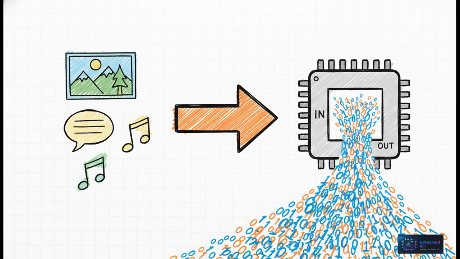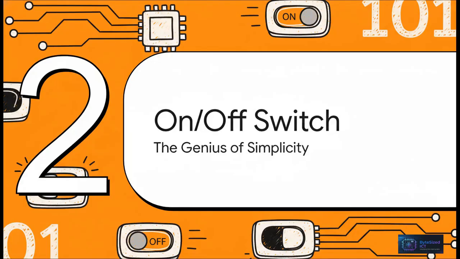See, computers don't understand words or pictures or sounds the way you and I do. They process everything through a system that is incredibly simple, but also unbelievably powerful. This code is how they translate our world into theirs. And you know, the real genius of this whole system is just how simple it is. It's all based on the most basic concept you can possibly imagine, a simple on or off switch.